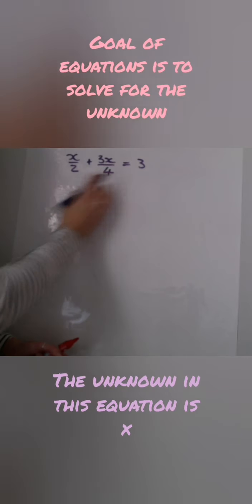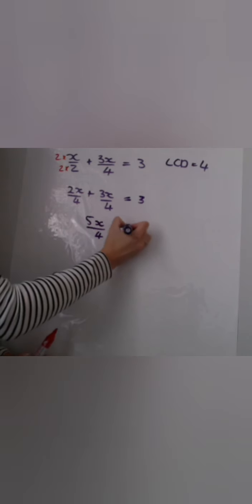So we want to add these two fractions together, and then we want to manipulate the equation to solve for x. So first of all, we need to find the lowest common denominator, which we did work out in the previous example, is 4. So we need to multiply the 2 by 2 to get it to 4, and what you do to the bottom, you have to do to the top. So now we have 2x over 4 plus 3x over 4 is equal to 3. Okay, our denominators are the same, so we can add our numerators. So that gives us 5x over 4 is equal to 3.